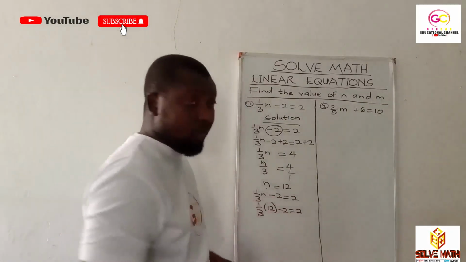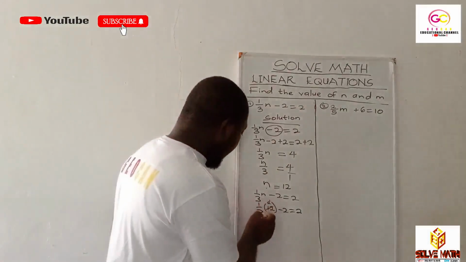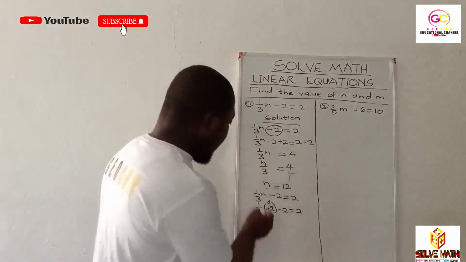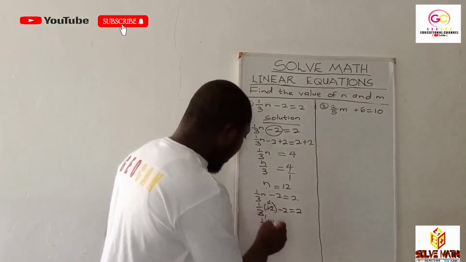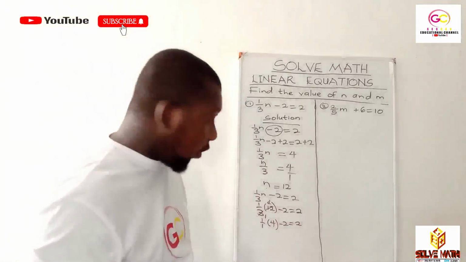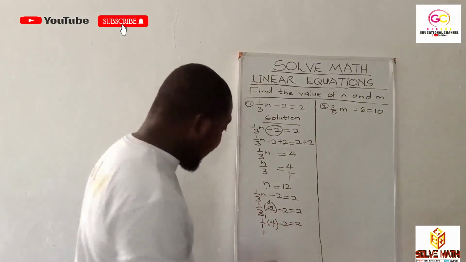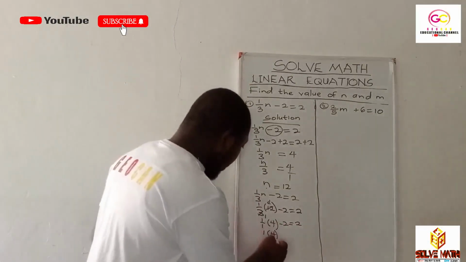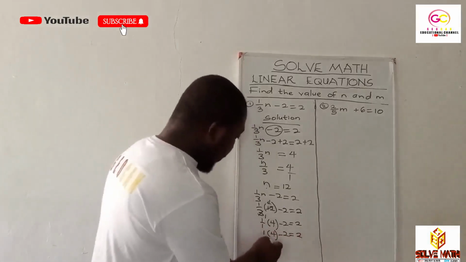Now 3 will go into 12 how many times? 3 times 4 is 12. And 3 will go into itself once. That's 3 times 1 is 3. So now you'll be left with 1 over 1 into bracket 4 minus 2 is equal to what? 2. Take your time and solve it. Good. Now 1 over 1 is the same as what? 1. Any number over 1 is the same as that number. You have your bracket, your 4. Good. Minus your 2 is equal to what? 2. Good. 1 times 4 is 4.